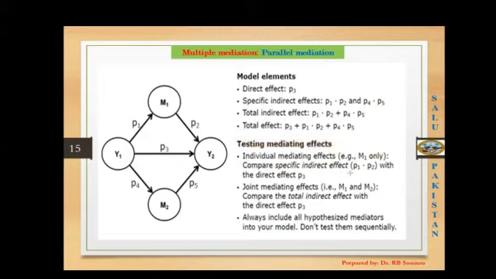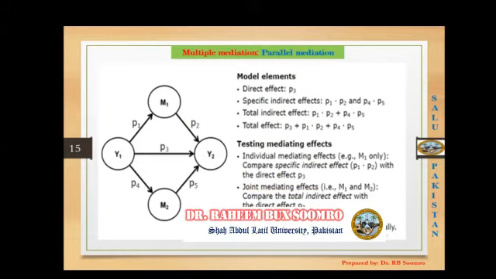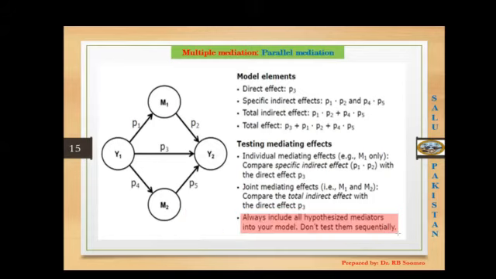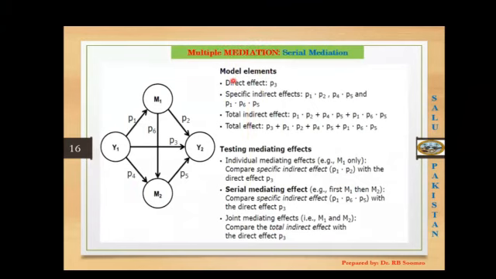Another thing is the joint mediating effect. Joint mediating means the effect of mediator 1 and mediator 2 together. Always include all the hypothesized mediators in your model, and do not test them sequentially, but test them at the same time, simultaneously. And then another model element is the serial mediation.